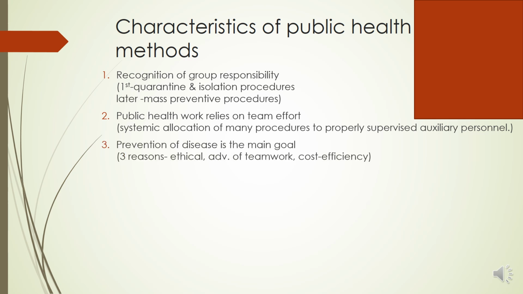Third characteristic is the prevention of disease, which is the main goal. Prevention is a major objective of public health programs because of three reasons. The first reason is ethical, that prevention of disease is an even greater good in life than the cure of the disease. The second reason is the advantage of teamwork. And the third reason is cost efficiency, since prevention is more economical than cure.